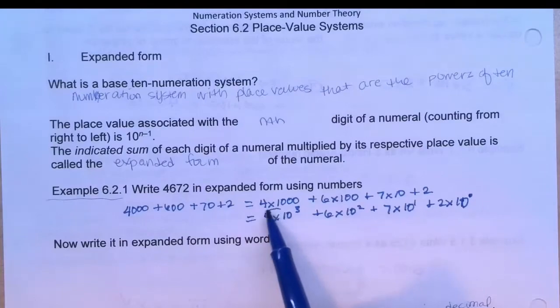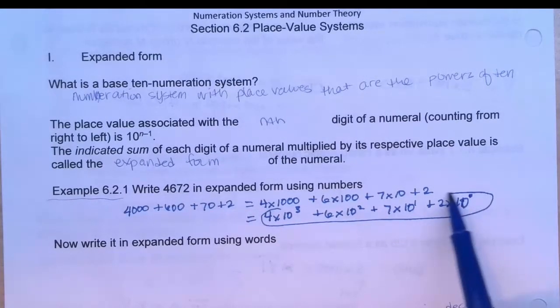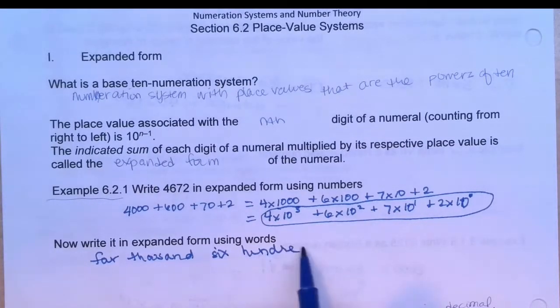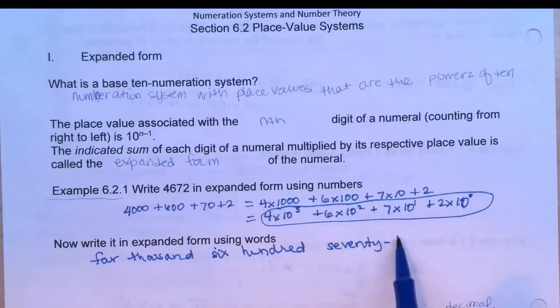I know you may be asking yourselves, why in the world would I write it that way? It seems very odd right now, but it does help with using other number systems, so just bear with me. If we were to write this using words, to connect our numerical form to our English language, this would look like 4,000 672.